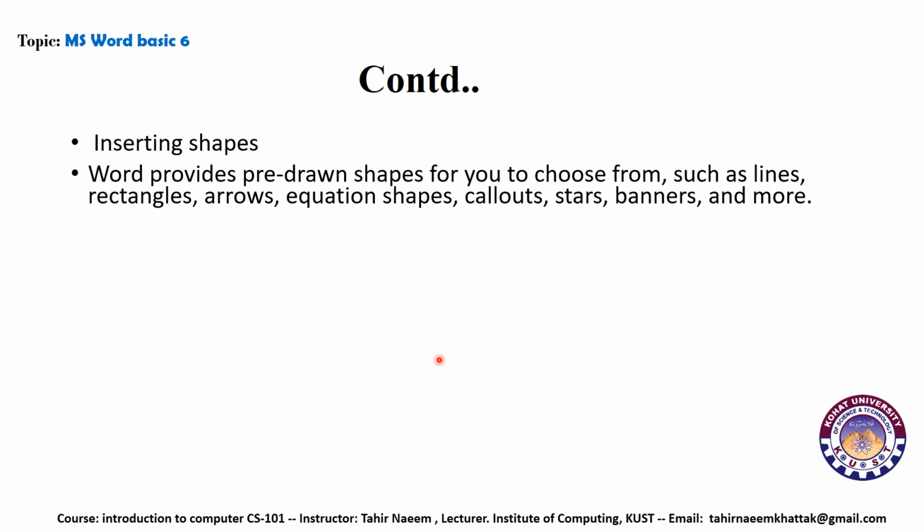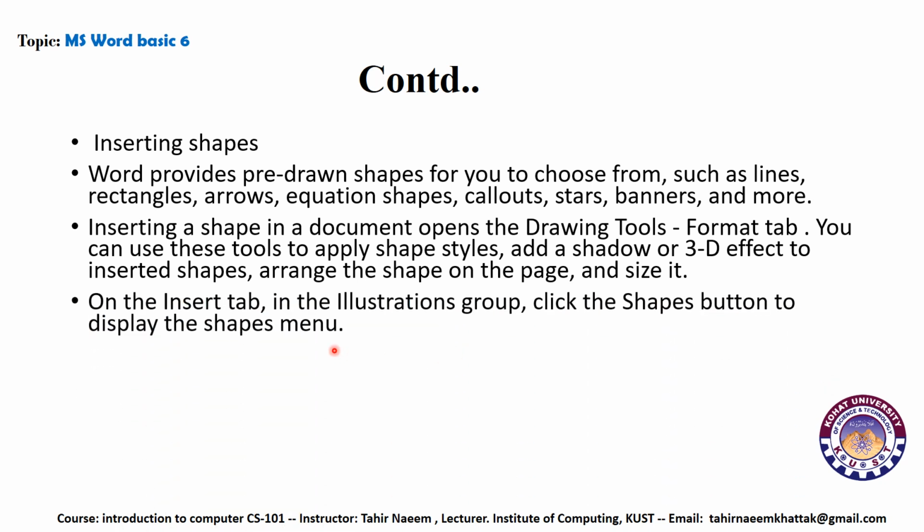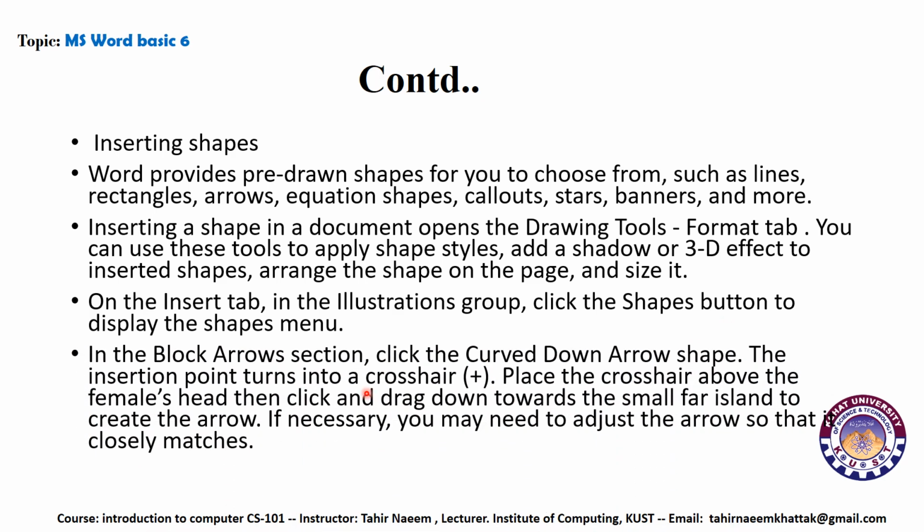Inserting shapes. Word provides pre-drawn shapes for us to choose from, such as lines, rectangles, arrows, equation shapes, callouts, stars, banners, and more. To insert a shape in our document, open the Drawing Tools Format tab, where we can apply a shape style, shadow or 3D effect, arrange the shape on the page and size it. On the Insert tab, in the Illustrations group, click the Shapes button to display the shape menu. In the Block Arrows section, click the curved down arrow shape.